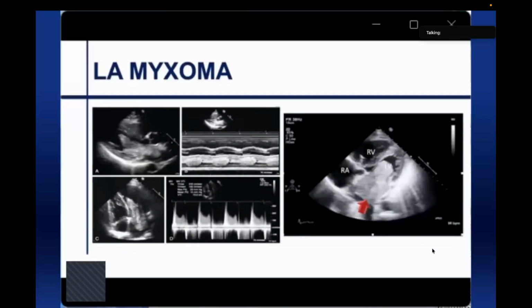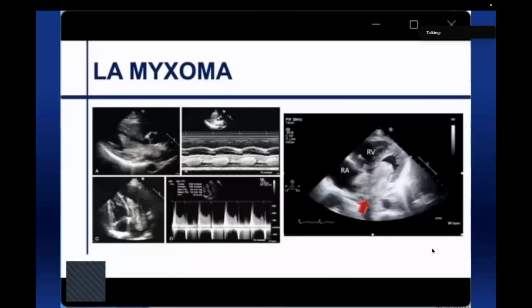How about LA myxoma? Two-dimensional and three-dimensional transthoracic and or transesophageal echo are useful in the diagnosis of cardiac myxoma and allow for assessment of tumor size and determination of the site of the tumor attachment, both of which are important considerations in planning of surgical excision.